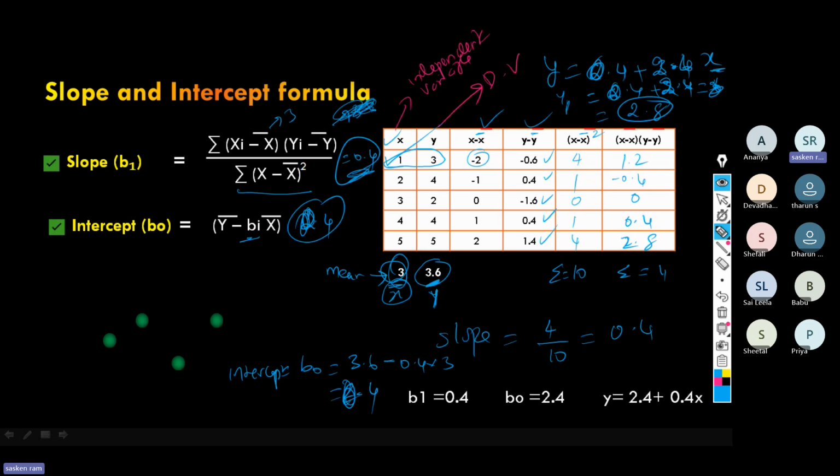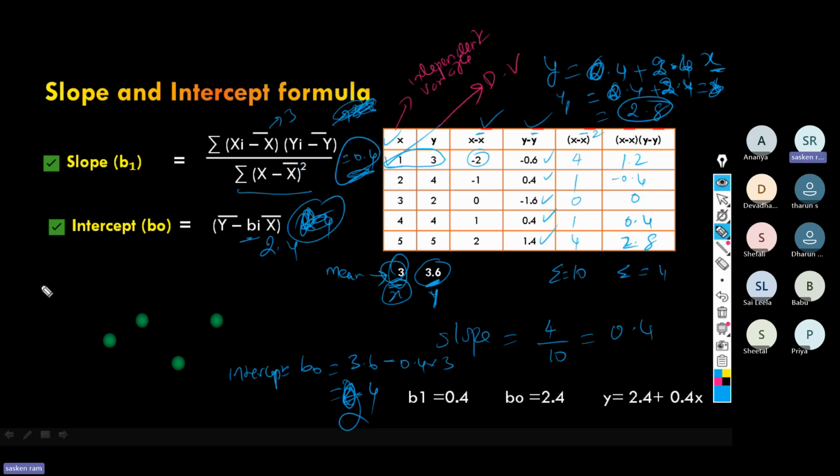Okay, is this correct? No, yeah, it's 2.4 only. It's correct only. Sorry for the confusion, guys. This is 2.4, then 2.4. Yes, 2.4. Yes, 2.8. Similarly, for the rest of the values, what is the predicted value?